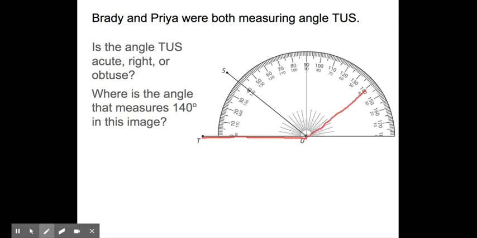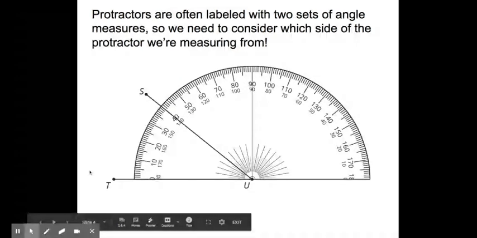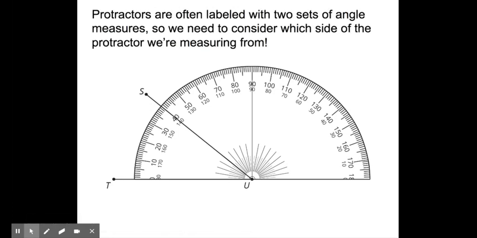Okay? And that's going to be the key to figuring out: one, figure out what kind of angle we're looking at, acute, right, or obtuse, and then think about the numbers that are across the top of the protractor. Okay, so protractors are often labeled with two sets of angle measures, so we need to consider which side of the protractor we're measuring from.